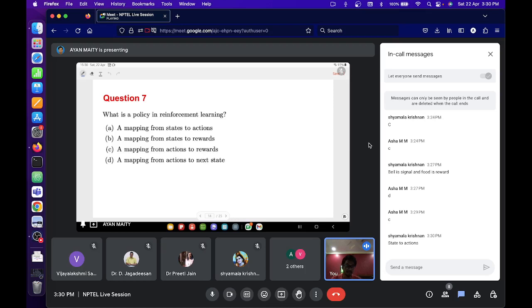Shyamala Krishnan says states to actions, which is option A here. Asha says C, which is mapping from actions to rewards. Okay, there are 2 different answers in the chat. One says A, another person says C. Anyone else? Does anyone think any of these 2 are correct, or some other option would be correct here?